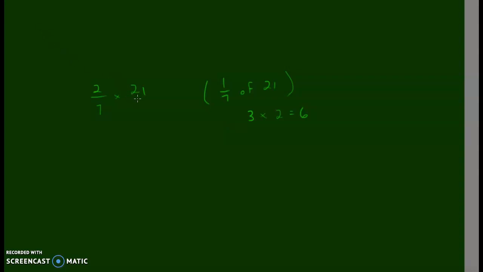Now, another strategy we could do is turn our whole number into a fraction. So put the 21 over 1, and then we could just multiply like we typically would. 2 times 21 is 42. 7 times 1 is 7. I didn't give myself very much space here. But now we can think of the fraction as a division problem. So 42 divided by 7 is 6. So no matter which method we use, you still get the same answer.